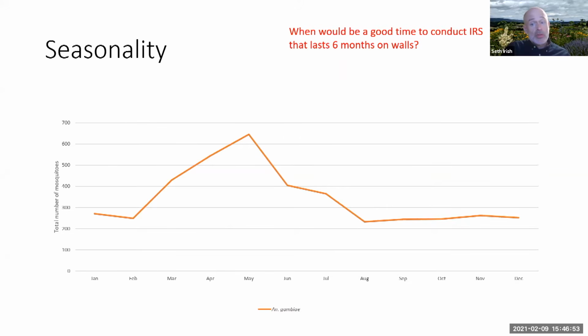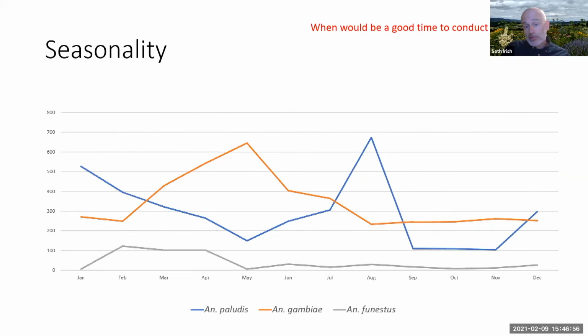Sometimes it's not so simple because you may have multiple vector species. Here you have one peak for Anopheles gambiae. Here you have another peak for Anopheles pallidus. And you may have a slightly earlier peak for Anopheles funestus. Those are the kind of real-life situations that may make the decisions that you have to take more difficult. Sometimes you can do more work to really target the best time. And sometimes you just have to make a decision, use the best information that you have, and make the best decision that you can.